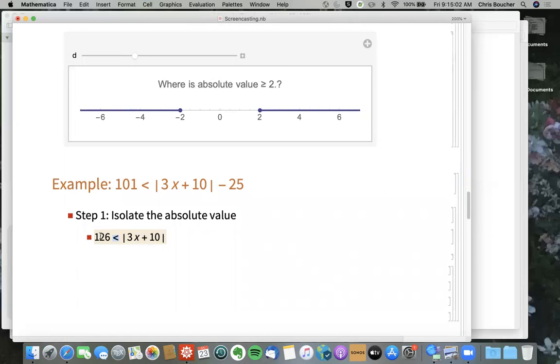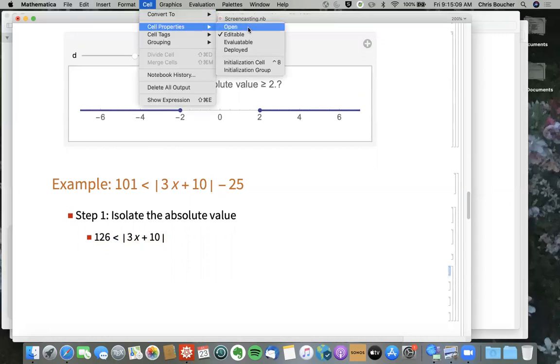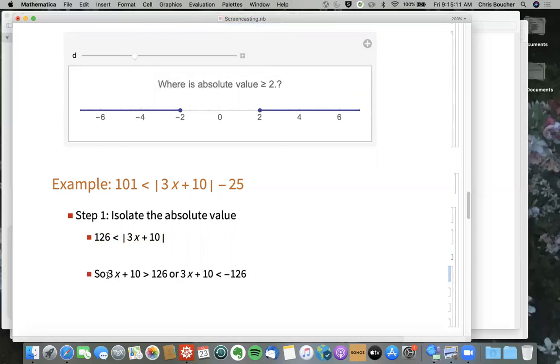And if your absolute value is greater than 126, it means that you are either greater than 126 or less than negative 126, right? And so whatever is in the absolute value is either greater than 126 or less than negative 126. Notice that we don't use a strict inequality here when it's a greater than. That's in the less than case. This is an or, not an and.